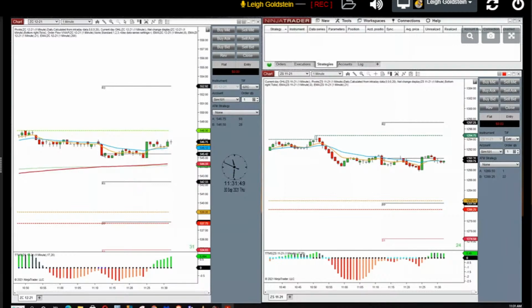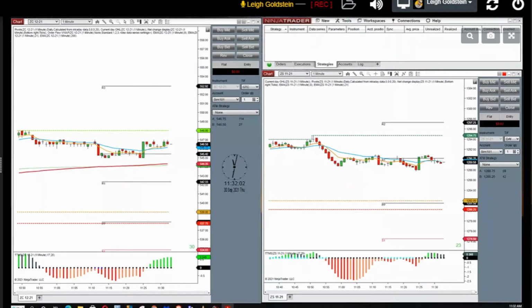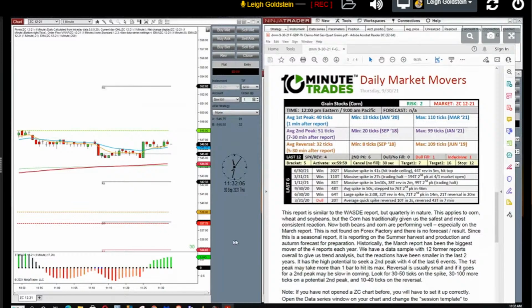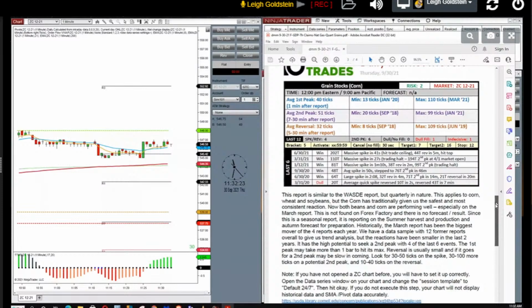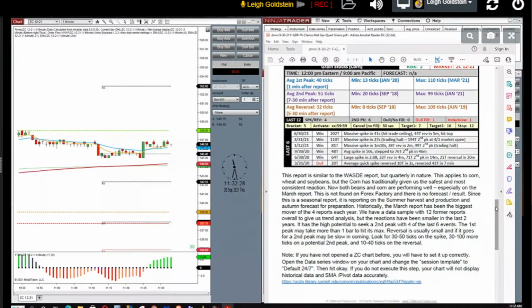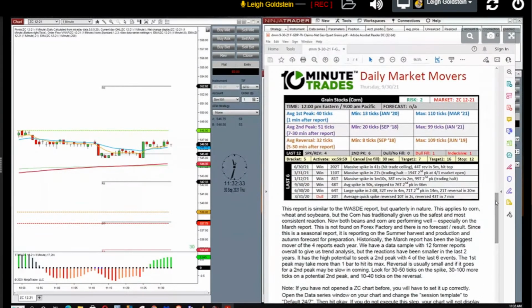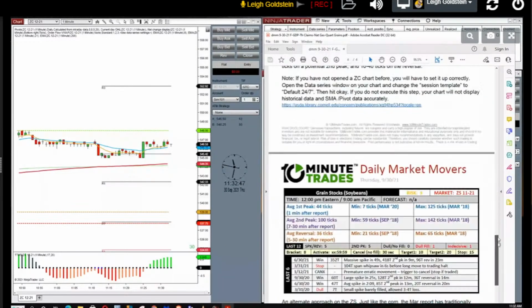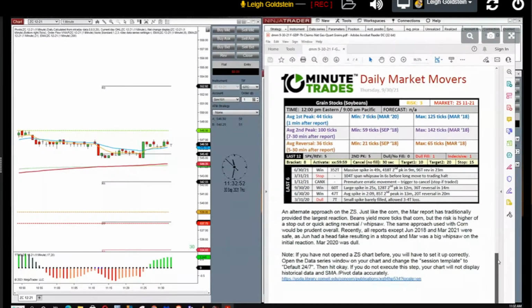So I lean towards corn. I find that corn is a little bit more liquid, and it's definitely more stable. Soybeans are whippier, and they're definitely harder to trade. They are not impossible, but they definitely are harder to trade. So keep in mind the contracts: corn, ZC 1221, soybeans, ZS 1121, okay? ZS 1121.